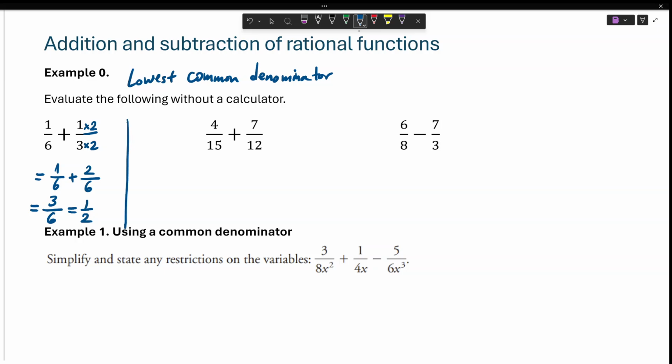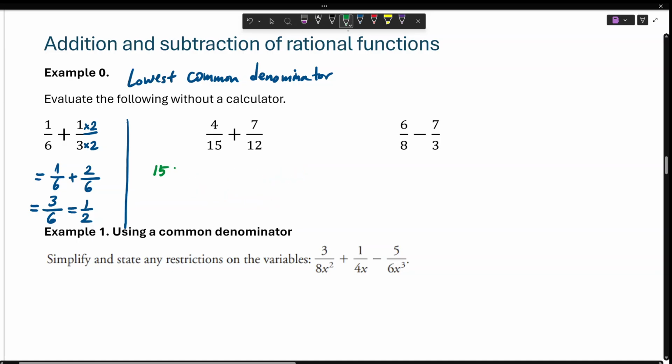Next example, we have 4 over 15 plus 7 over 12. And again, we need to look for the lowest common denominator. So now you might have been taught this way, which is nothing wrong with it. You might have said, okay, well, let's just list all these and say, okay, 12, 24, 36, 48, 60. And you might notice that if you do multiples of 15, you also get a 60. Okay. But it's going to be hard to do this strategy with variables once we get there. So we're not going to do that. We're going to use a different strategy.